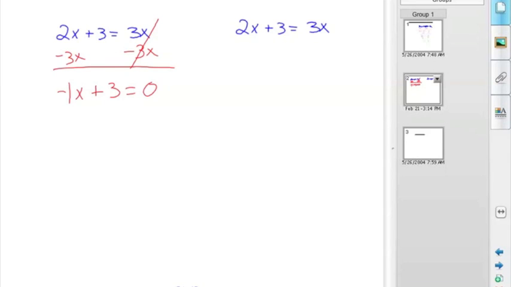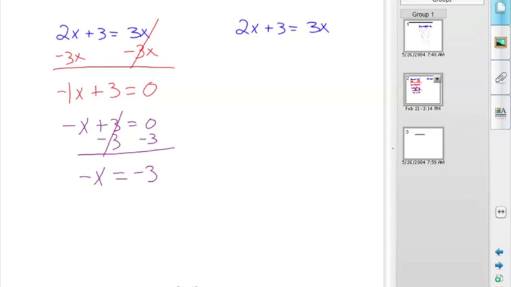Now we need to get the variable all by itself. So we'll drop the negative 1. So we'll have negative x plus 3 equals 0. Now we'll subtract 3 from both sides to get the x all by itself. And what happens to the 3's on the left-hand side? They cancel each other out. We get negative x equals negative 3.